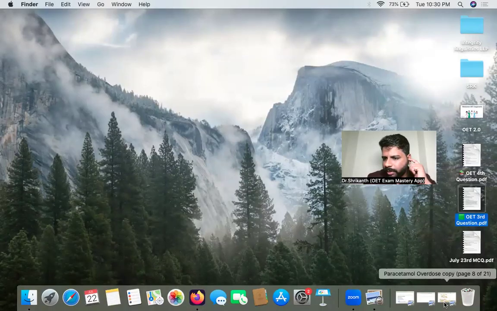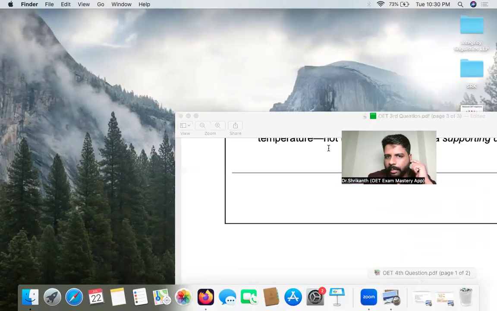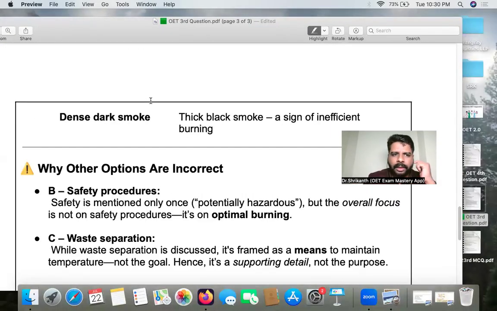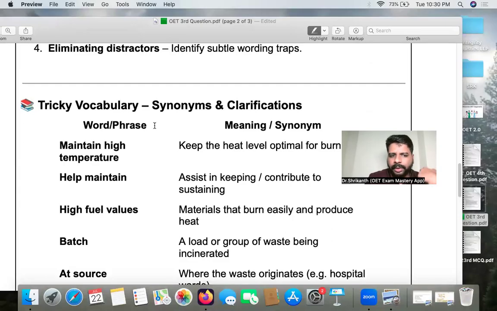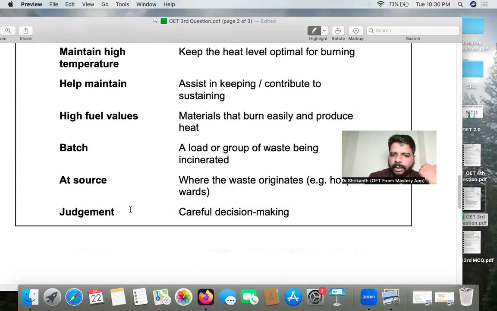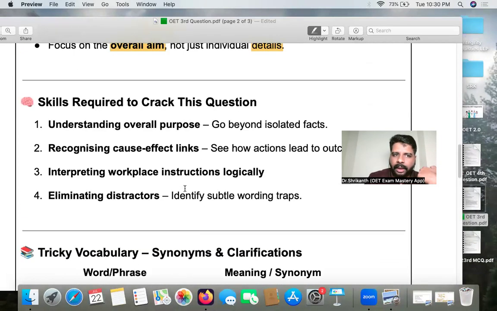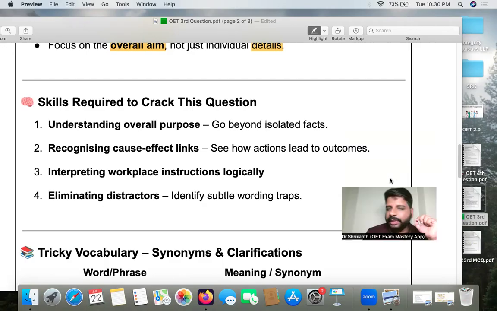Right. So let's take a look into this particular document that we have prepared. I would say some tricky vocabulary. The OET will have a lot of tricky vocabulary. So judgment basically means careful decision making. Okay, and what are the skills? Over here you need to have the right skills. It's not simply language skills. Just because you have very good language proficiency, you will not very easily crack the OET.